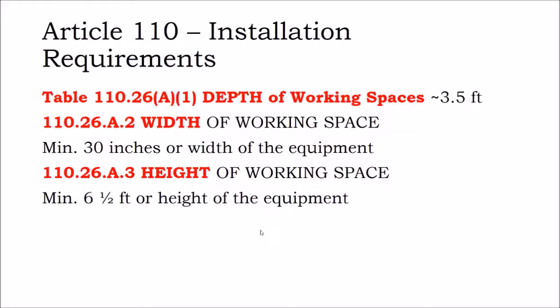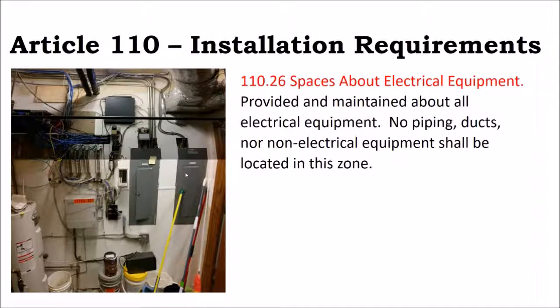And then the height of the working space. So it's 6.5 feet, or the height of the equipment. So obviously, if the equipment is 8 foot tall, it needs 8 foot clearance. But if it's only 3 foot tall, like this electric service panel, the working space is 6.5 feet.